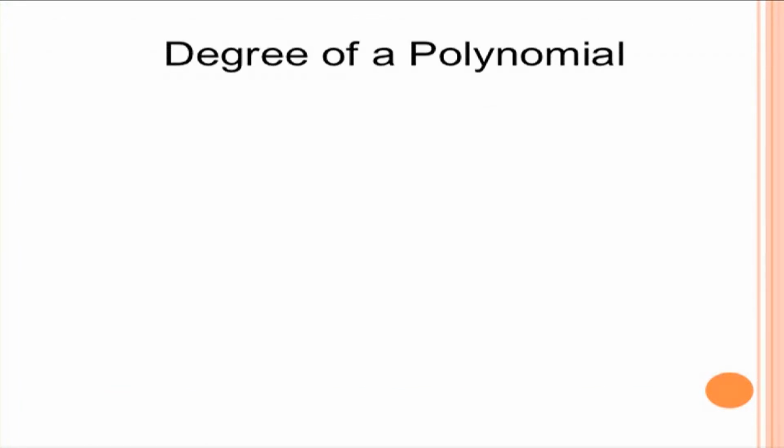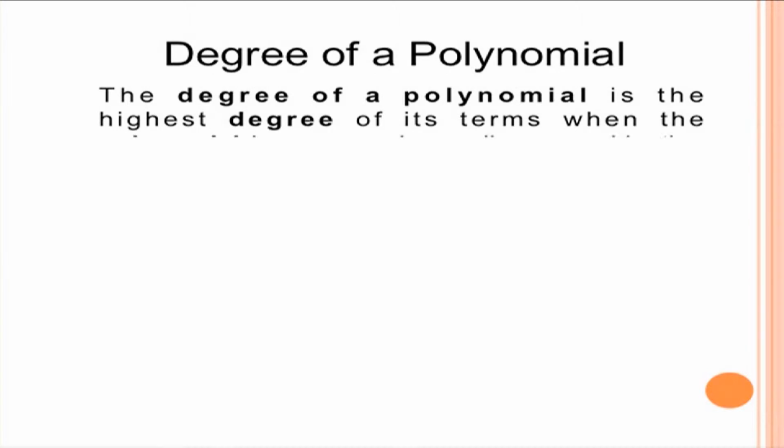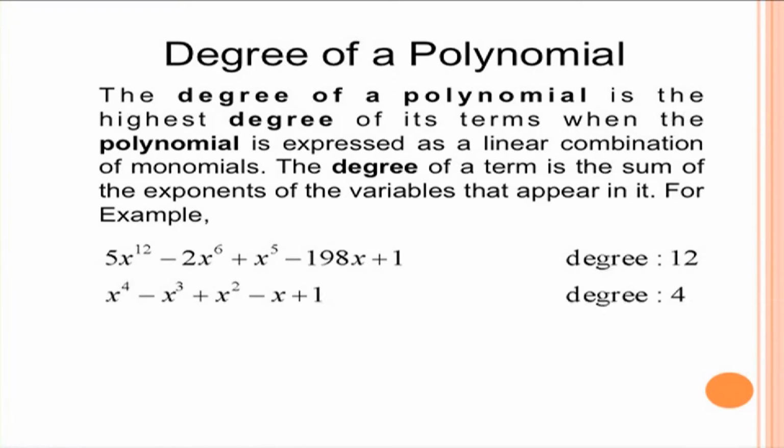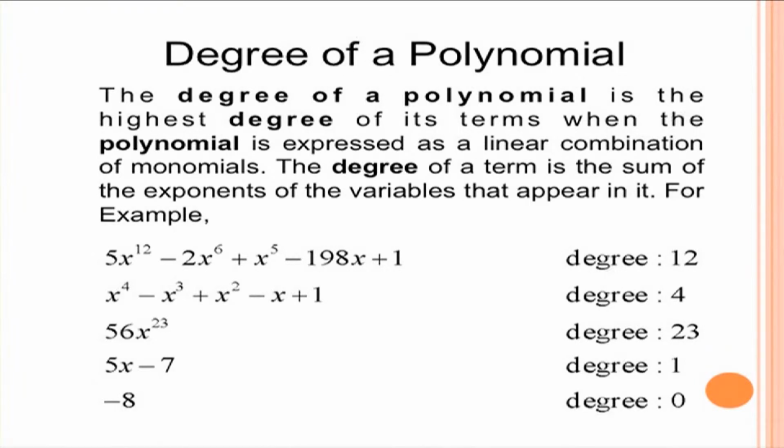The degree of a polynomial is the highest degree of its terms when the polynomial is expressed as a linear combination of monomials. The degree of a term is the sum of the exponents of the variables that appear in it. For example, in the polynomial 5x to the power 12 minus 2x to the power 6 plus x to the power 5 minus 198x plus 1, the degree of this polynomial is 12.